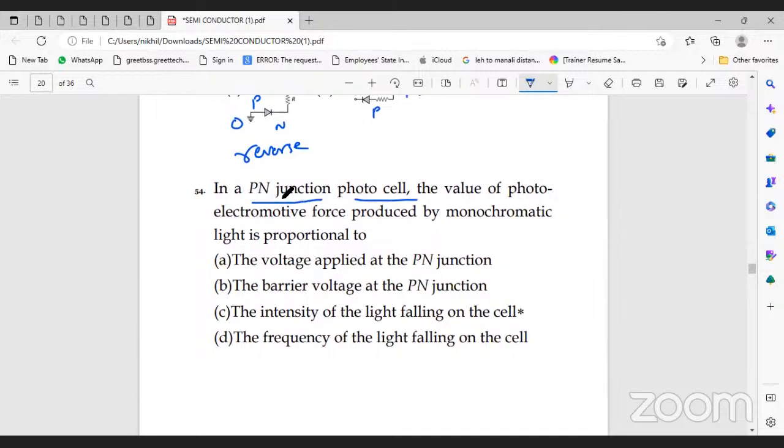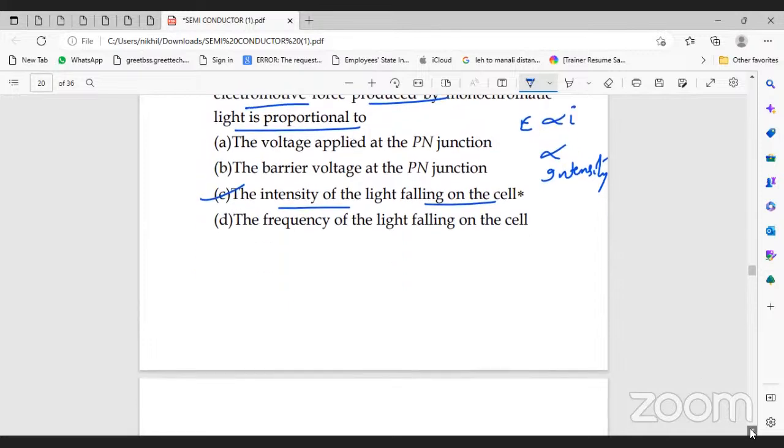In the PN junction photocell, the value of the electromotive force for monochromatic light depends on the intensity of the light. Whatever the EMF is, EMF is directly proportional to current, and current is directly proportional to the intensity. So option C will be the right answer.